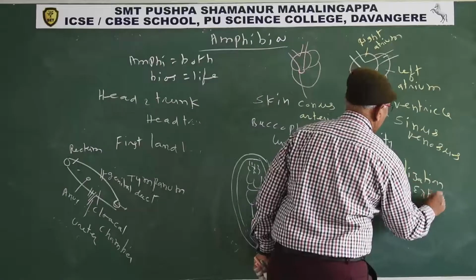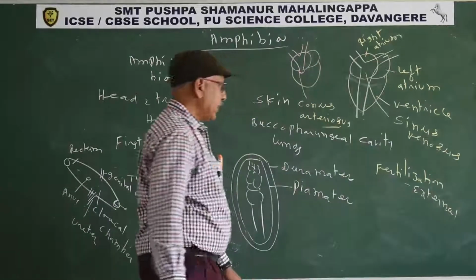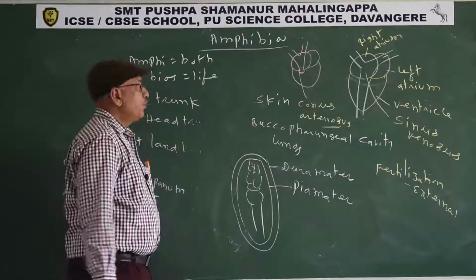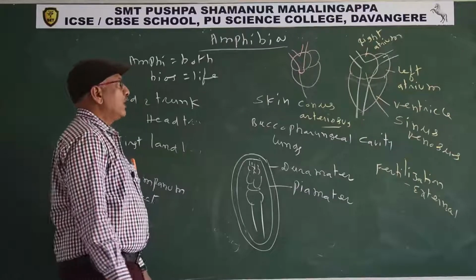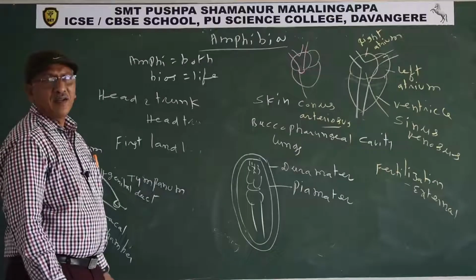Fertilization is external. Amphibians are oviparous, laying eggs. Fertilization is external, meaning in the water. Development is indirect. Larval stages are seen in their development.